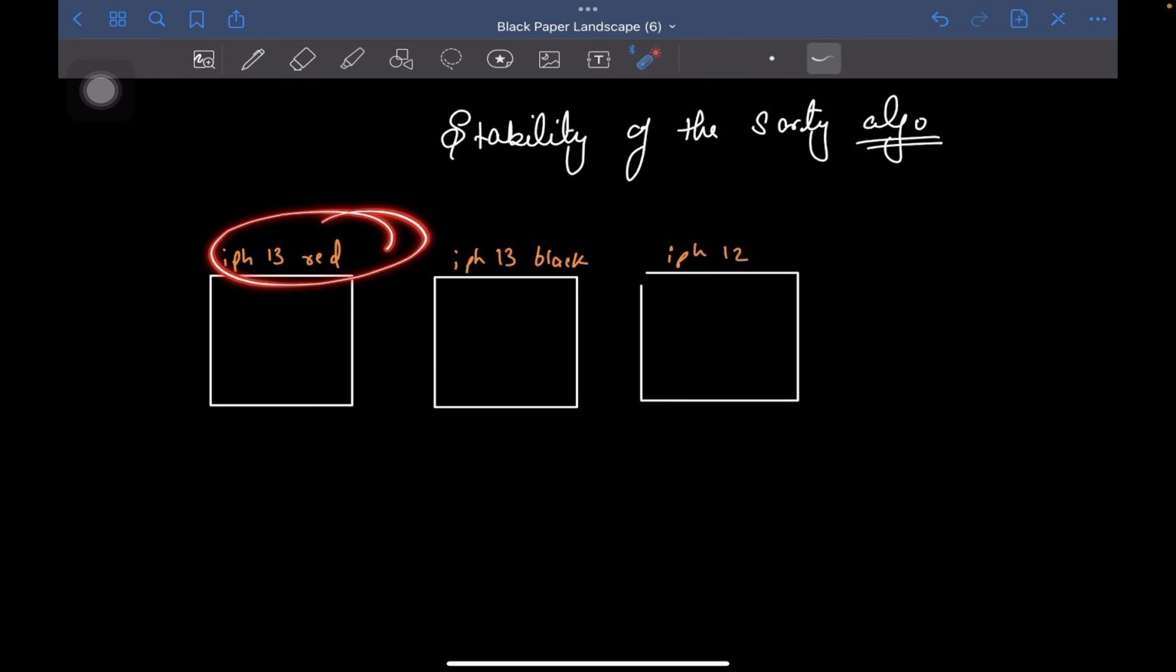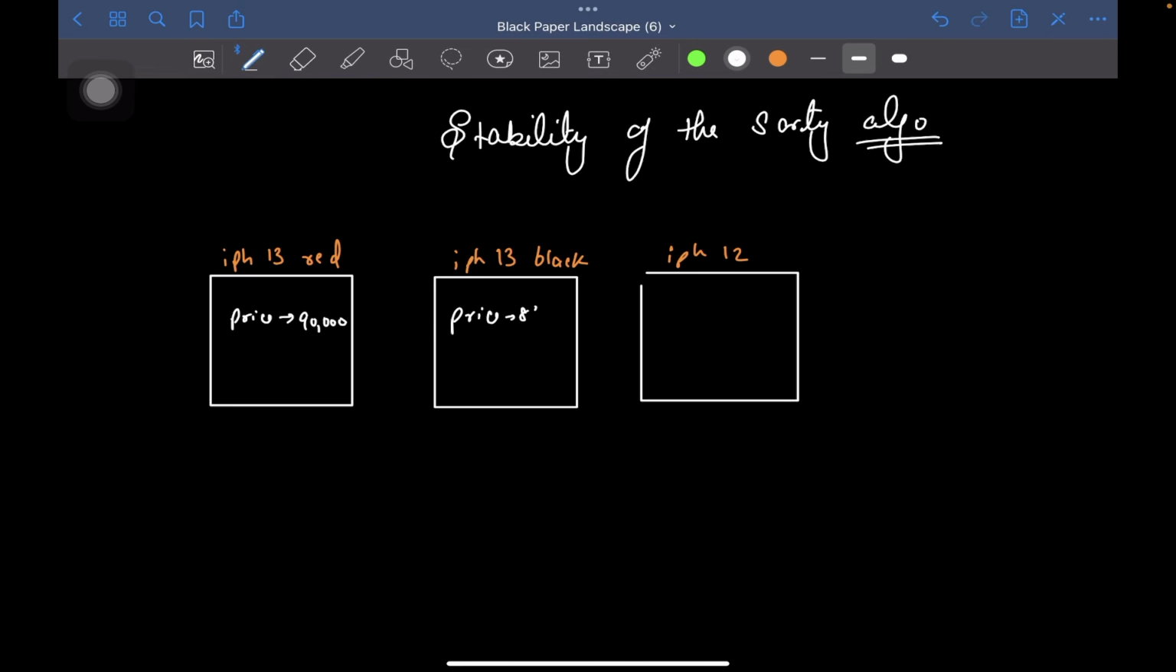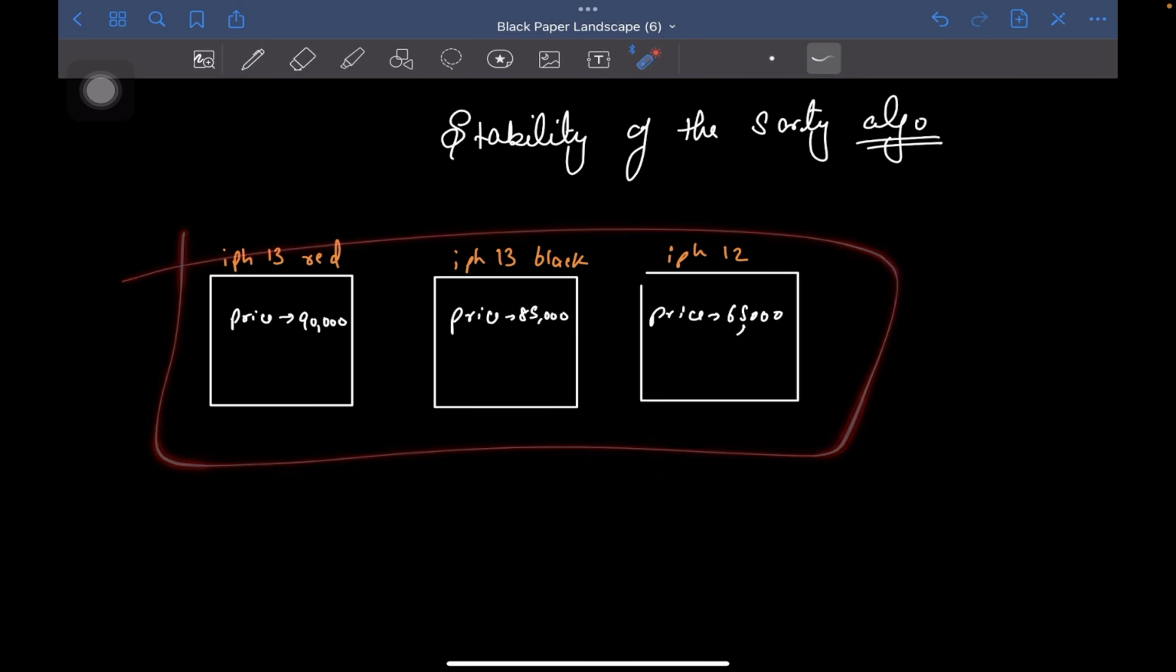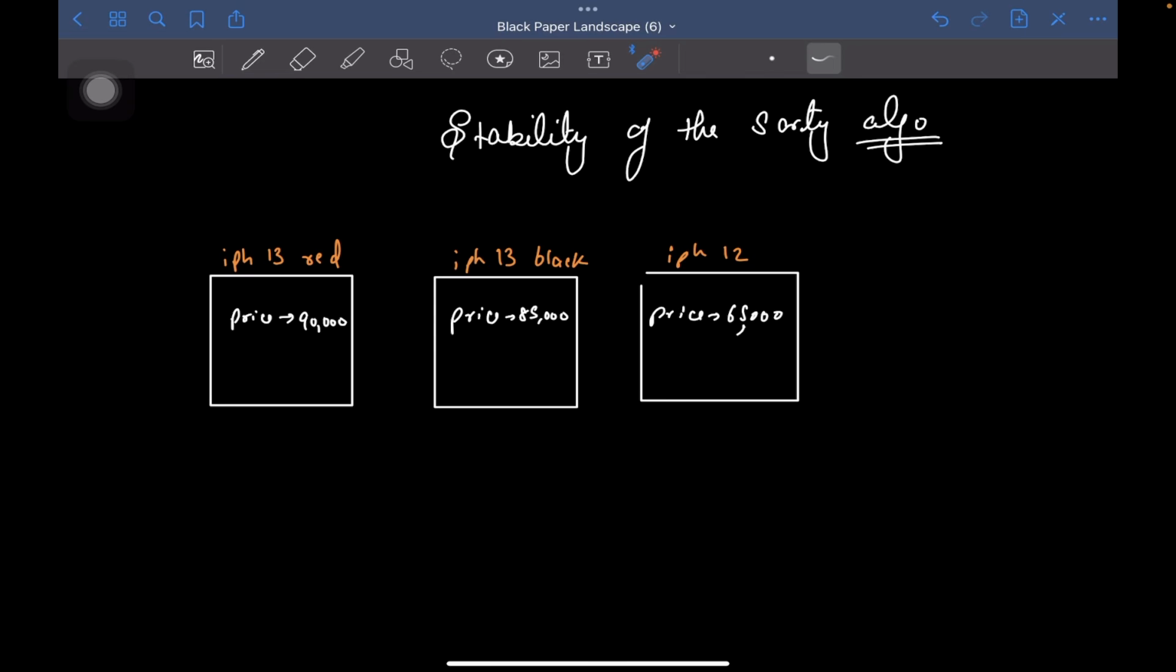Now, can I say every single iPhone is going to have a different price? For example, the price is, let's say here, 90,000. Here the price is 85,000. And here the price is 65,000 in Indian rupees. Okay, cool. Now let's say this is the only inventory in my e-commerce application. If you search for iPhone, I will only show this. Now if you have to sort it, right? How can we sort it, and how does stability come into the picture?